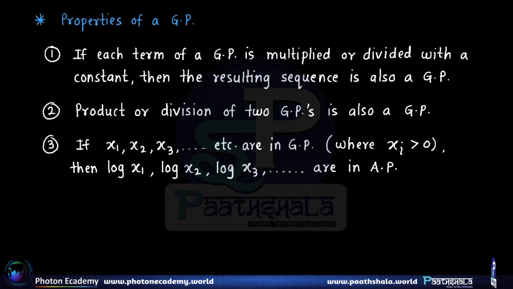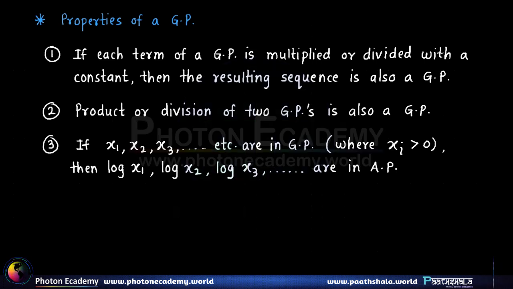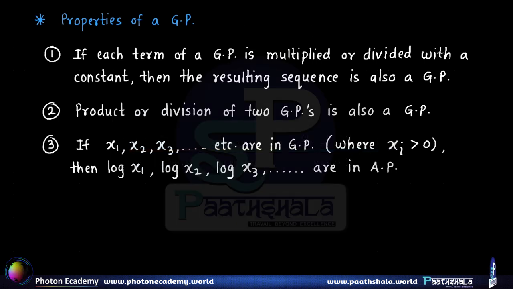And the third is, if x1, x2, x3 and so on are in GP where xi is greater than 0, that means each of the terms in this sequence is greater than 0, then log of each term, that is log of x1, log of x2, log of x3 and so on, will be in AP. So that means if certain terms are in GP, then their logarithms will be in AP, assuming the logs exist. Okay, so we also make use of these properties wherever they are applicable.